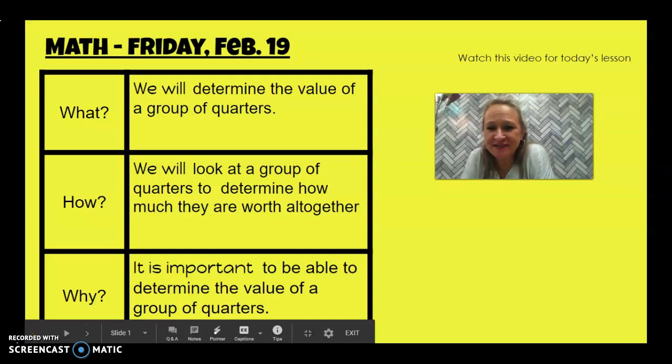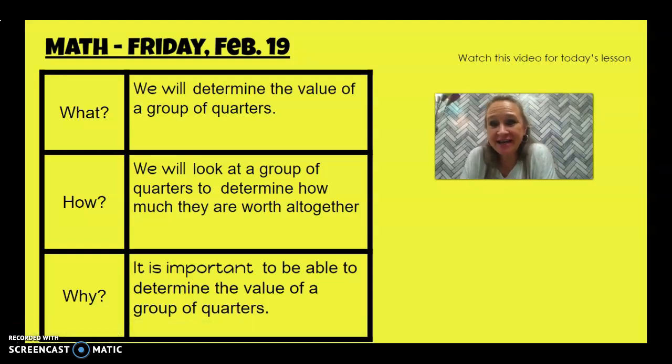Welcome back, first grade. Today is Friday, February 19th, and in math today we will determine the value of a group of quarters. How will we do this? We will look at a group of quarters to determine how much they are worth altogether. And why? Because it is important to be able to determine the value of a group of quarters.